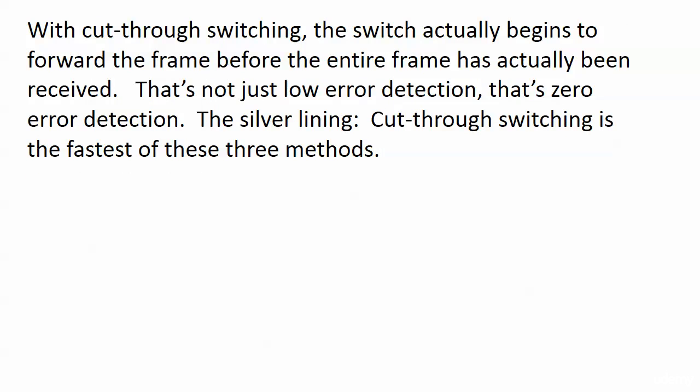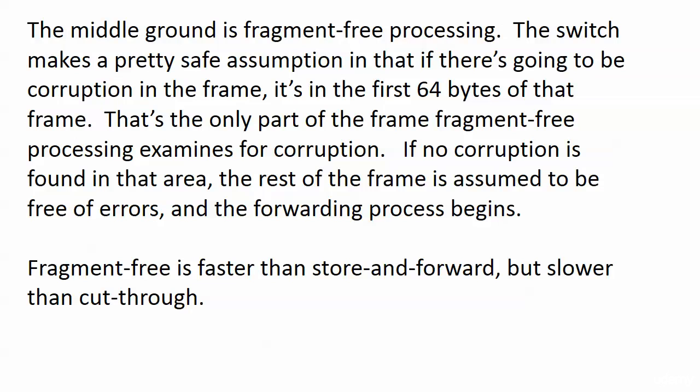Now, we're going to go to the other end of the spectrum here with cut-through switching. Because what happens here is the switch actually begins to forward the frame before the entire frame has even been received. So we're basically saying, here's your hat, what's your hurry? Well, that's not just low error detection, that's zero error detection. There's absolutely no error detection with cut-through switching. The silver lining, if there is one, is that cut-through switching is the fastest of the three methods. But that's a pretty high price to pay for faster speed, just having absolutely no error detection at all. So you're thinking, I sure hope that third one is a middle ground, and it is.